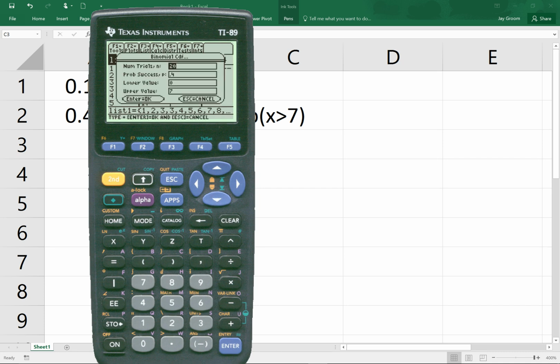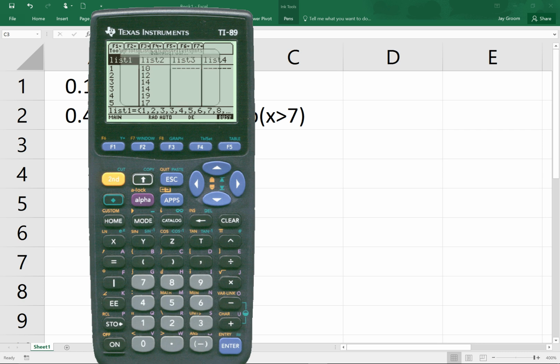The 89 is kind of cool because it allows you to put an upper and a lower bound in. But if you want the same answer I got here in Excel, you just go from 0 to 7. If you do that as an upper and a lower bound, you'll see that it's 41.5% again. The nice thing about this calculator is they're all doing integration, but this one allows you to change both limits of integration. There you go.